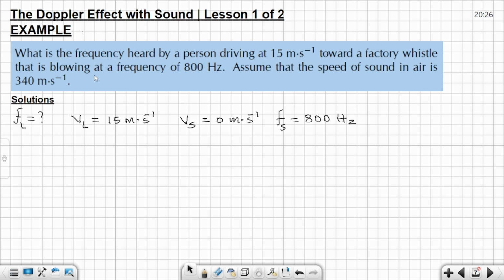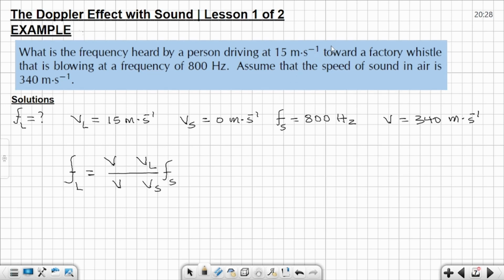And the frequency of the sound from the whistle, Fs, is equal to 800 Hz. You can see Fs is equal to 800 Hz. And you are given V, the speed of sound in air, is 340 meters per second. Now we need to calculate what? FL, the perceived frequency by the listener or the observer. So we'll need this formula to find FL. And which situation is this? When you check, it says toward.